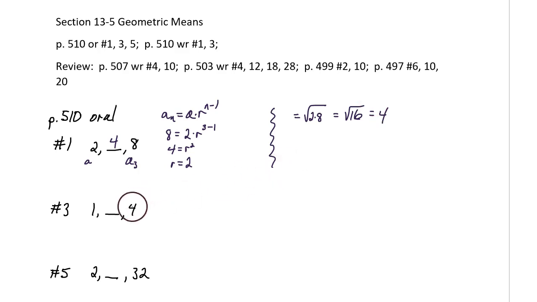Number 3, what's the geometric mean in between 1 and 4? I'm going to use the second technique to find that. Take the square root of 1 times 4. So the square root of 4, which is equal to 2. 2 is the number that goes in there. 1 times 2 makes 2, and 2 times 2 makes 4.